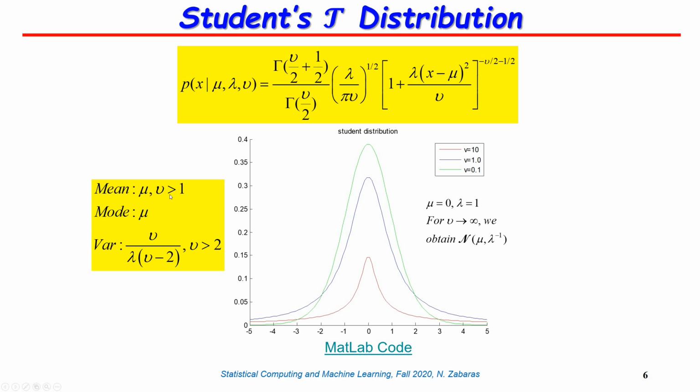Now, again, you may ask, what does it mean that the mean is defined only when the degrees of freedom is greater than 1? It means if nu is less than 1, when you try to compute the mean, the integral calculation that you need to do doesn't exist. And effectively, it is the heavy tails that result in this type of outcome. So in our case, the mean is mu if the degrees of freedom are greater than 1.